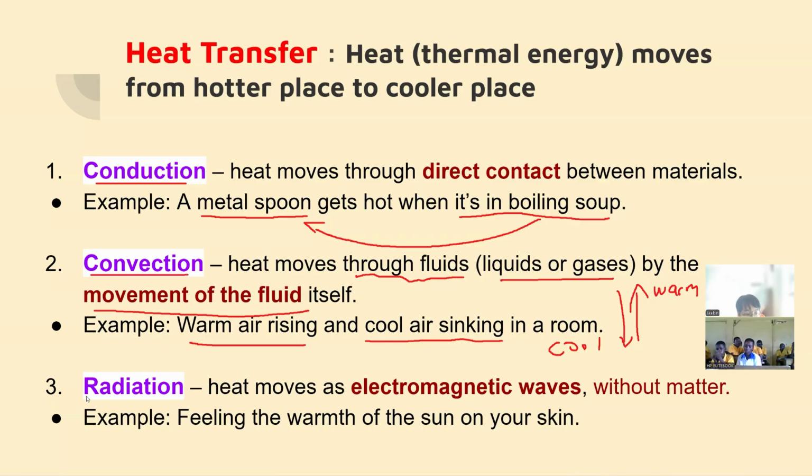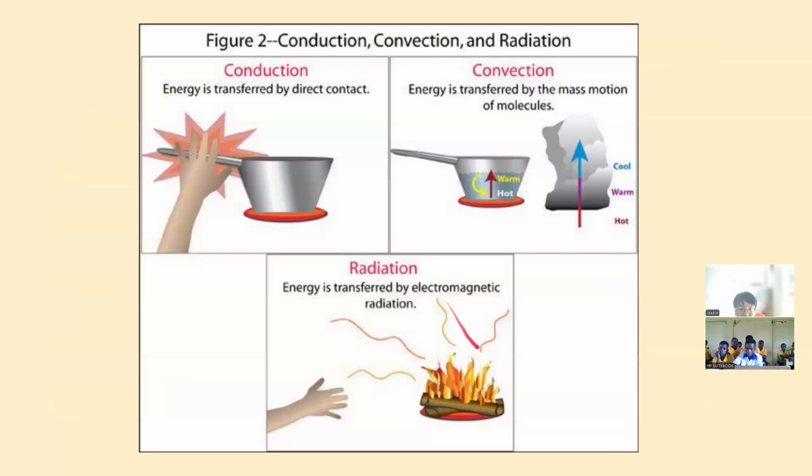And finally, we have radiation, which is when heat moves as electromagnetic waves. Radiation is just heat without matter. There's nothing in between. It's purely by electromagnetic waves. When you feel the warmth of the sun on your skin, when you go out on a hot day, you feel really hot, right? You feel this heat from the sun through radiation. These were the three types of heat transfer. So here it is again. Conduction is by direct contact. When you touch a hot object, it's conduction.